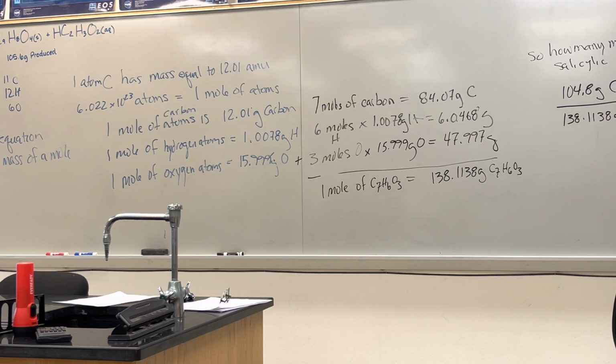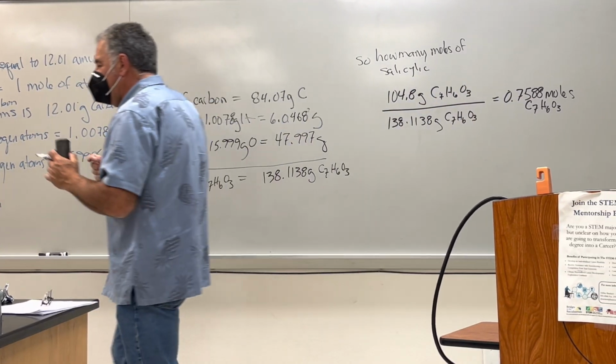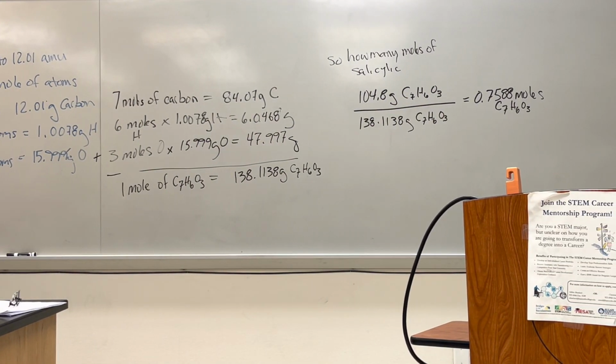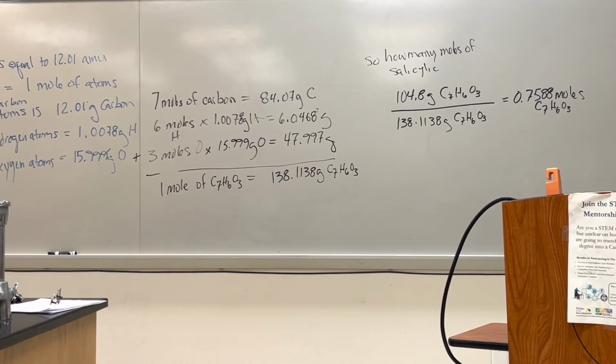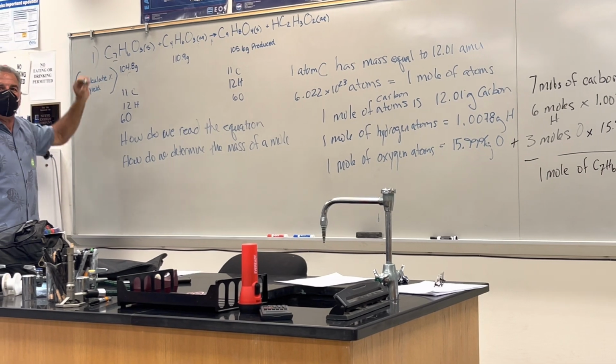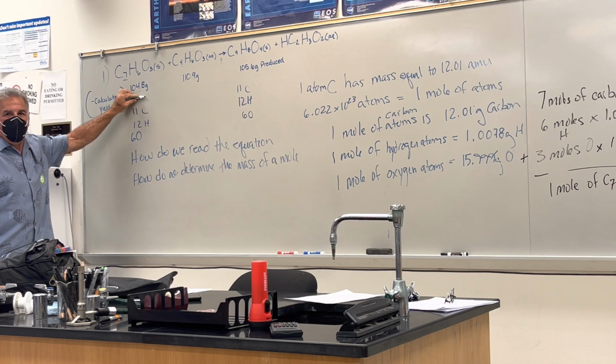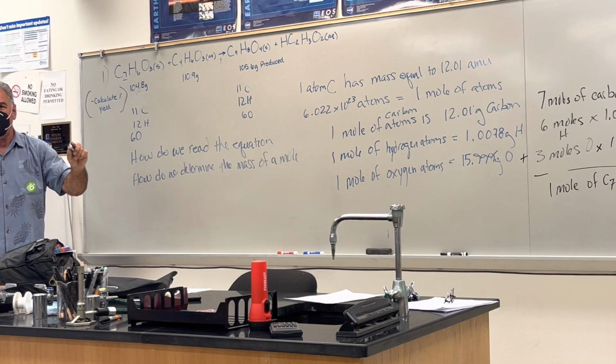Okay, so can you give me that number? 0.7588. All right. So, turns out that we just calculated the mass of a formula, right? We turned it into the number of moles of a formula. Then we took an amount that we have and we turned that into a number of moles.